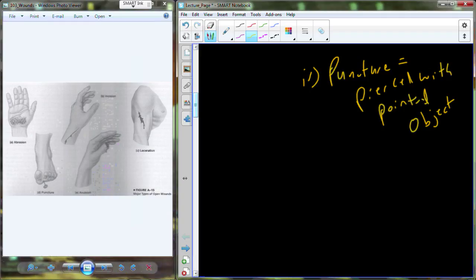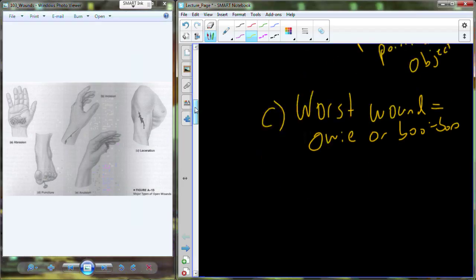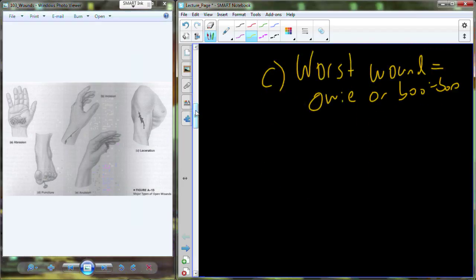Now, there is one other type of wound. It's the worst type of wound. And that worst wound is known as an owie or a boo-boo. Are you serious? No. Oh, my gosh. I mean, are you kidding me? I just put worst wound. The worst type of wound is an owie or a boo-boo, and it sometimes needs a little bit of a kiss.